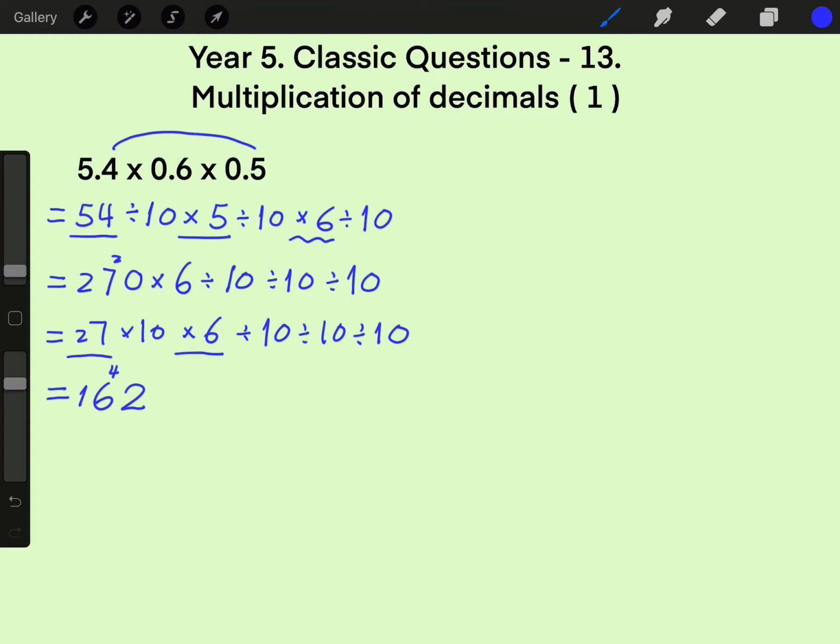162 times 10, and then divided by 10, which means actually we do not need to do anything. So finally we have 162 divided by 10, divided by 10, and then equals to 1.62.